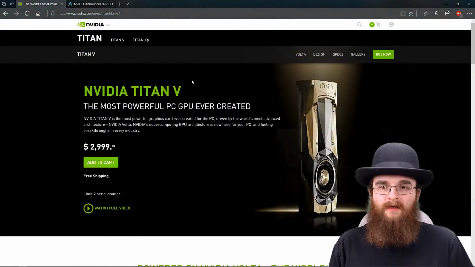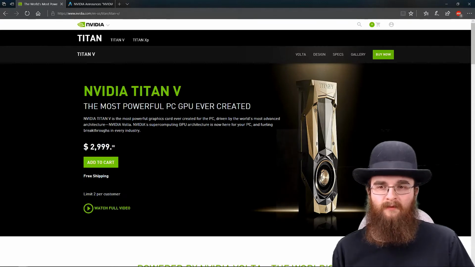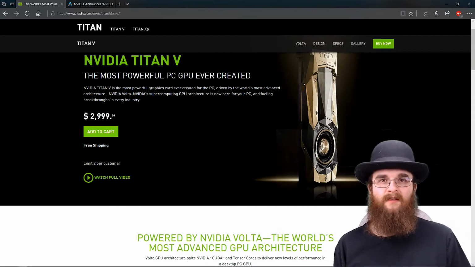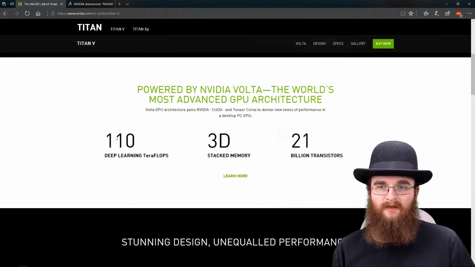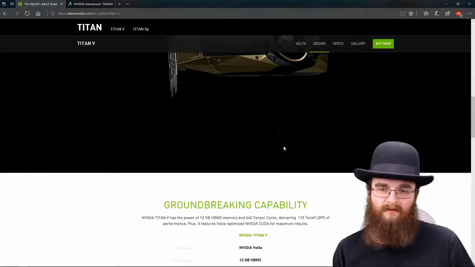Okay, Nvidia TITAN V, the most powerful PC GPU ever created! And you can get your very own TITAN V for the awesome bargain of $29.99 US. Limit 2 per customer. However, SLI is not enabled for these cards, and neither is Nvidia Link, so I don't know why you'd want two of them. It's got 110 deep learning teraflops, 3D stacked memory, and 21 billion transistors.